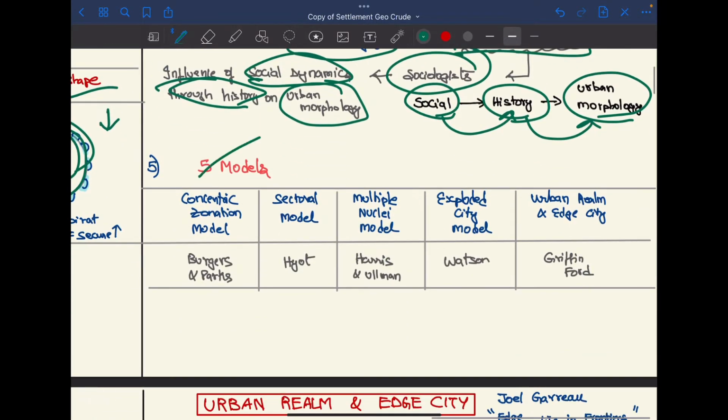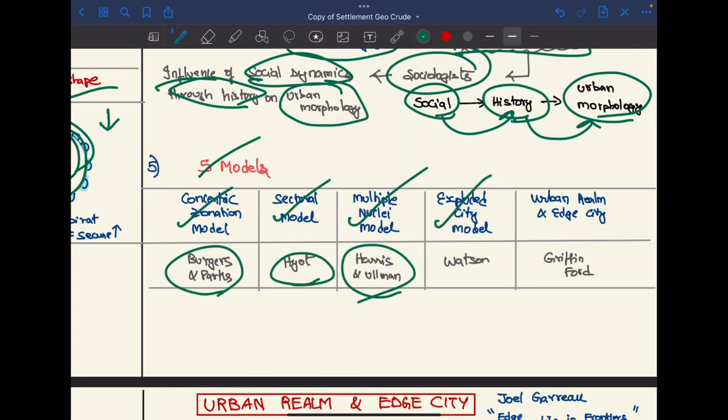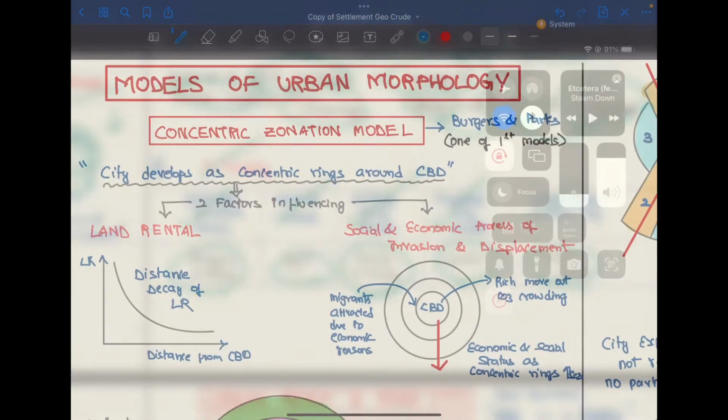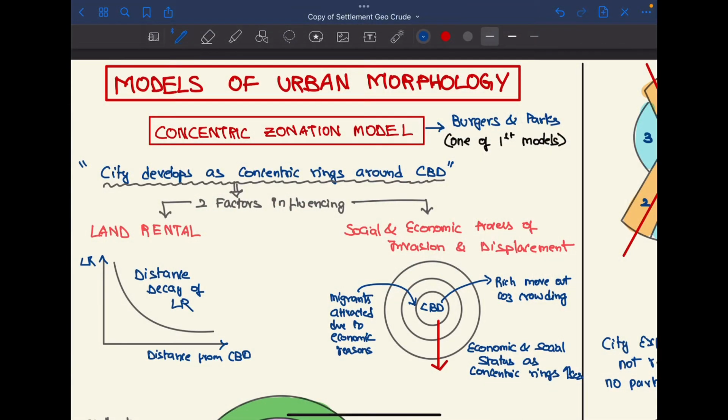We have five models in urban morphology, which are the concentric zonation model by Burgess and Park, the sectoral model by Hoyt, the multiple nuclei model by Harris and Ullman, the exploded city model by Watson, and the urban realm edge city model by Griffin Ford.